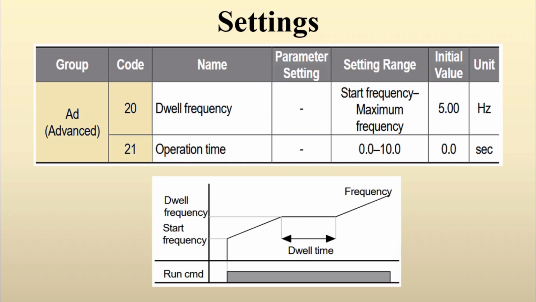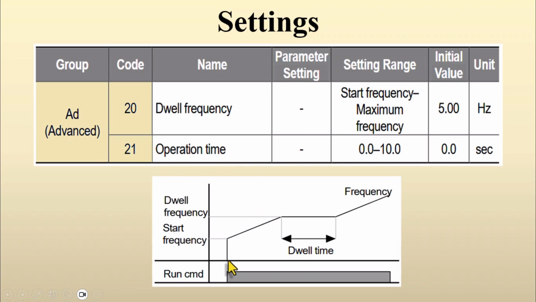You need to go into the AD parameter group, or advanced, specifically AD number 20. You have to set the dwell frequency and tell the inverter at what value it should operate. Once it reaches that frequency, it'll operate at that fixed frequency, and the inverter's frequency won't increase any further. But the amount of time it stays at that specific frequency you set in AD20 needs to be set in parameter AD21. You need to set this, meaning the duration you want the inverter to stay at that frequency.